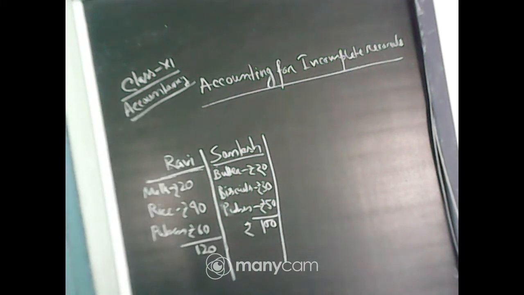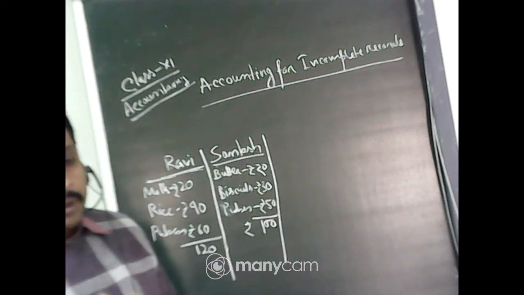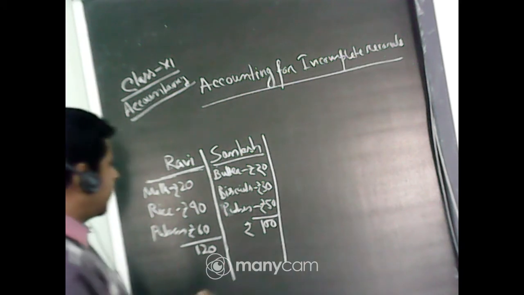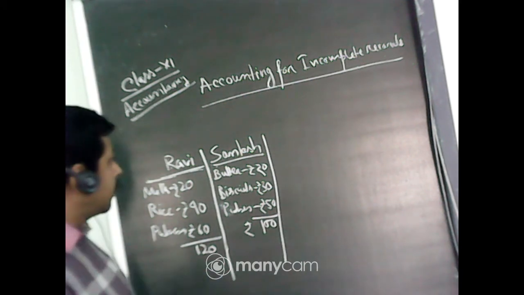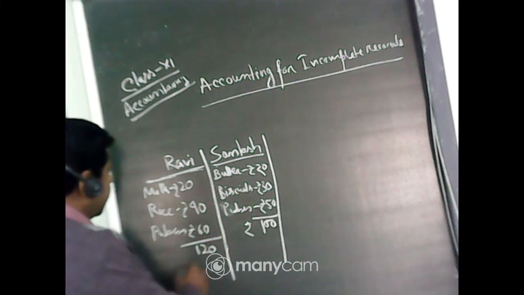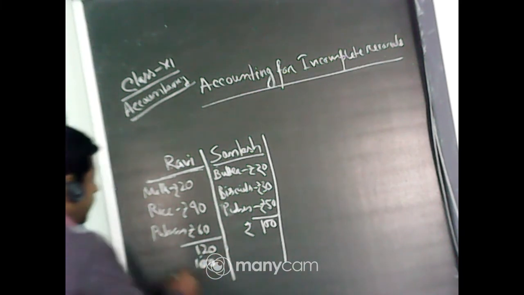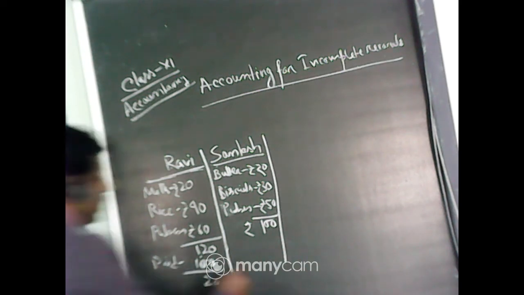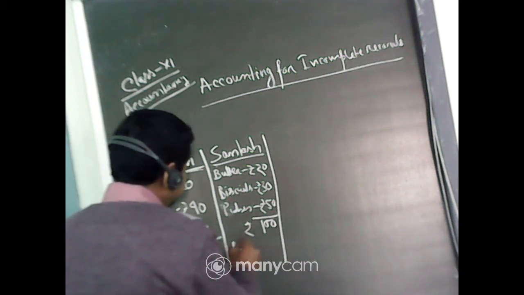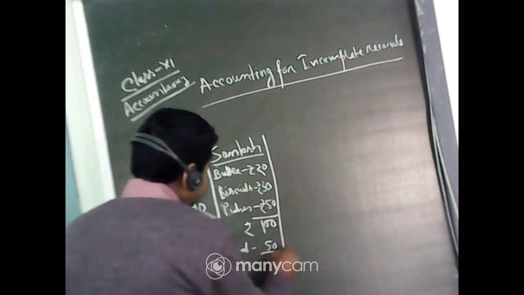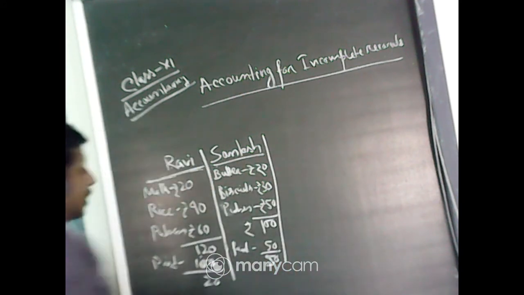A few days later, in small shops like a vegetable shop, a grocery shop or a nearby general store, they give credit because the shopkeeper and customer are very well known to each other. Now a few days later Robi gave rupees 100. You write it as paid rupees 100, and there are still 20 rupees left. Santosh paid rupees 50 after a day or two, so you write 50 there. That way you are recording the transactions.